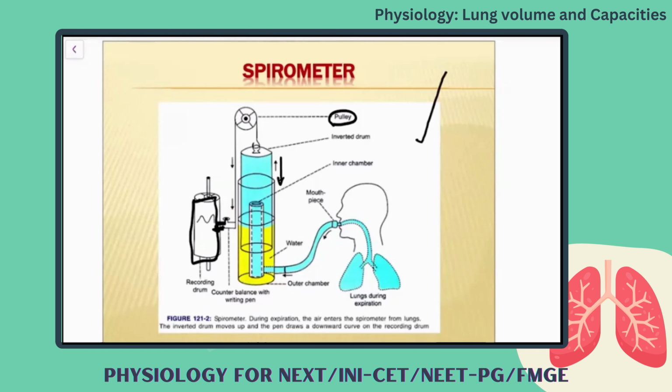Okay. So first, during inspiration, what happens? The air is going inside. Okay. This is during the recording process. The air is going inside. And the drum which is in connection with this is also connected to the pen. And this pen is over here and this is the rotating drum. This drum keeps on rotating.